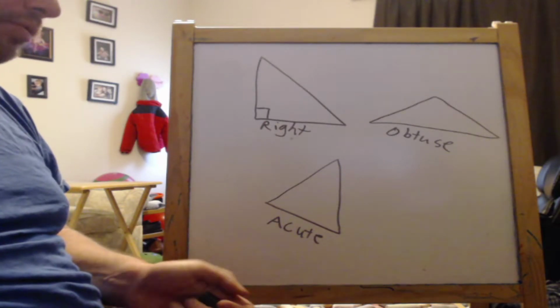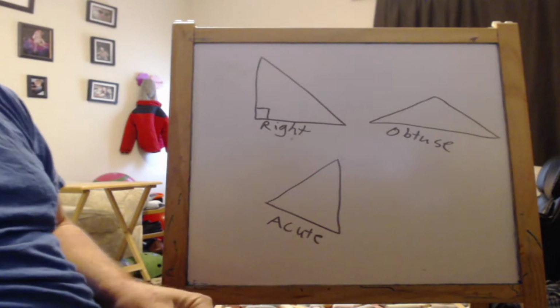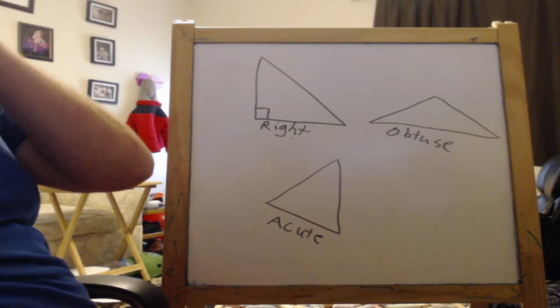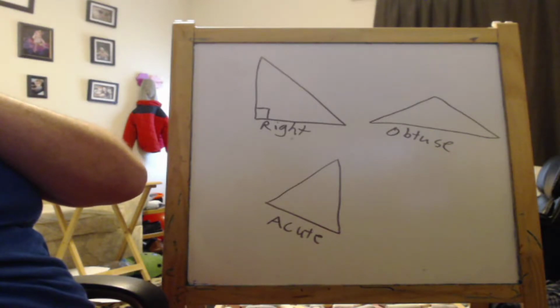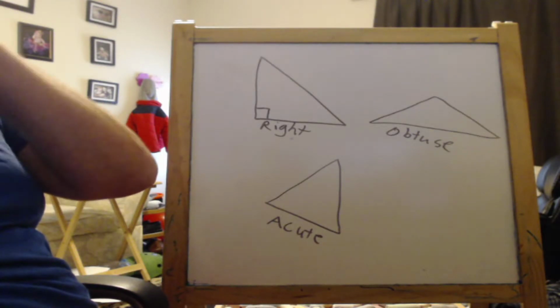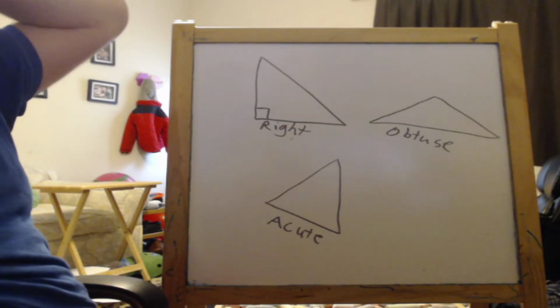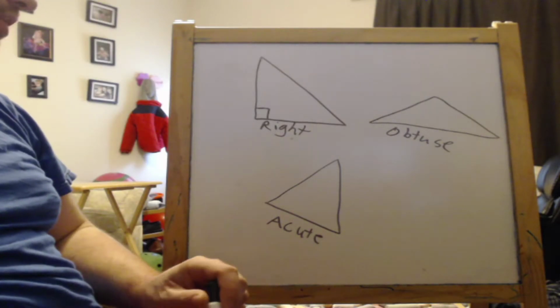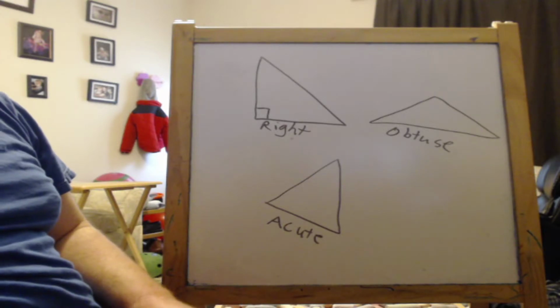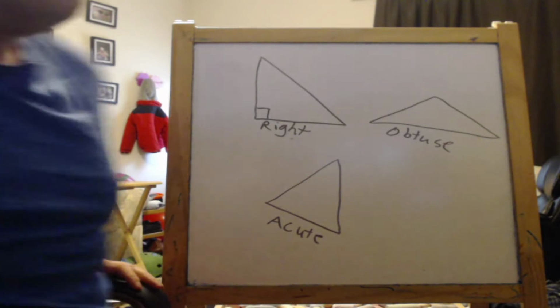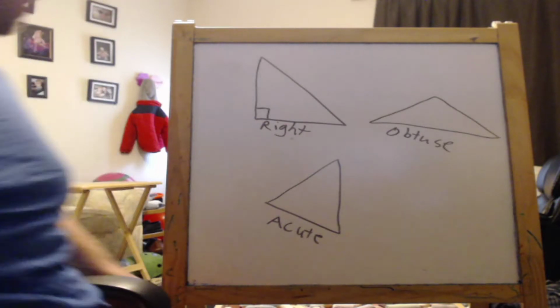Today we are going to talk about triangles. And we will talk about three different types of triangles. There's a right triangle, an acute triangle, and an obtuse triangle. Now I drew these out. They're not perfect, but they will be used as an example.